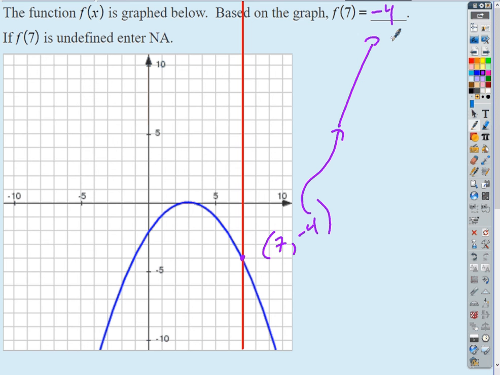Output, you see what I'm saying? The output value, when the input value is 7, the output value, which is the y value of the function, is just -4. Easy, right?